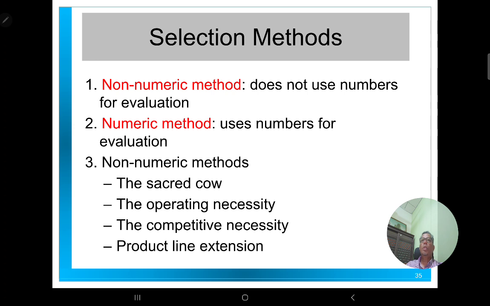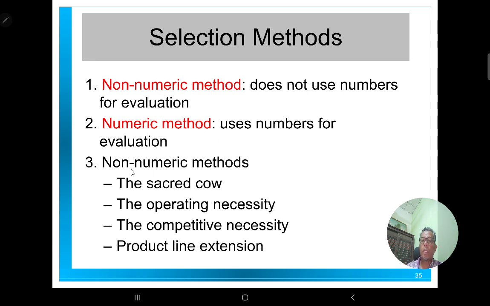So in order to make sure whether the project is really worth it to be implemented, there are two ways for you to identify whether it is worth or not worth to implement. Number one is using non-numeric methods. So you don't use any numbers. You don't do this based on the numeric value, right? Okay, number two is based on numeric methods. So use numbers to decide whether the project is worth being implemented.